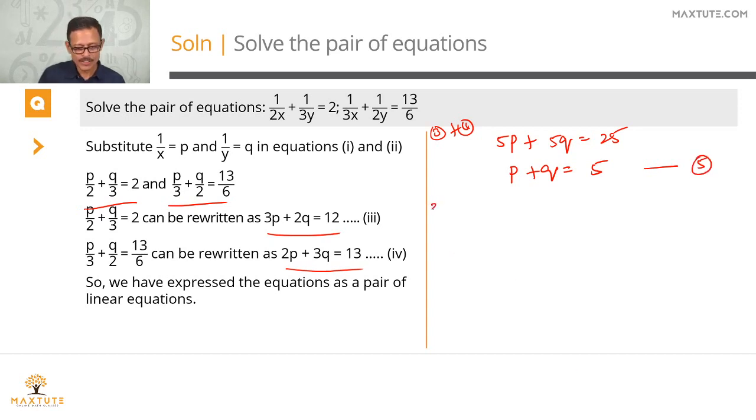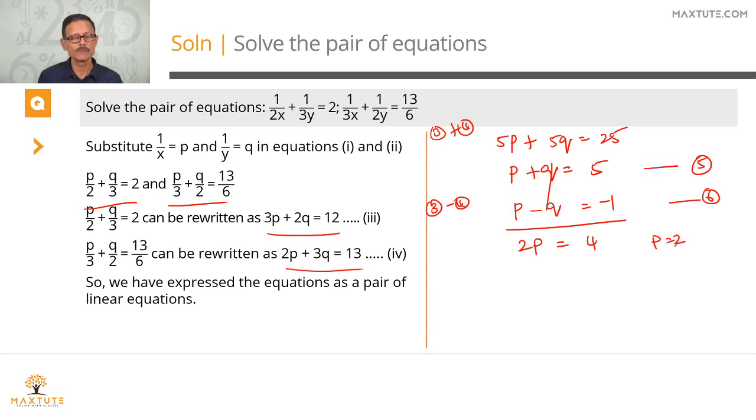Let's subtract equation 4 from 3. 3 minus 4. 3p minus 2p will leave me with a p. 2q minus 3q is going to leave me with a minus q. 12 minus 13 is a minus 1. Let's call this equation 6. These are lovely equations to solve, very easy ones to solve. Add these two, q and minus q get cancelled. We're left with 2p is equal to 4 or p is equal to 2.